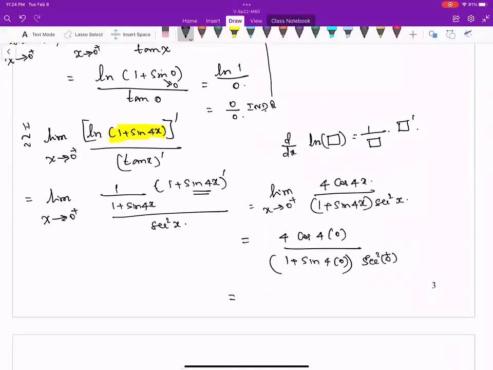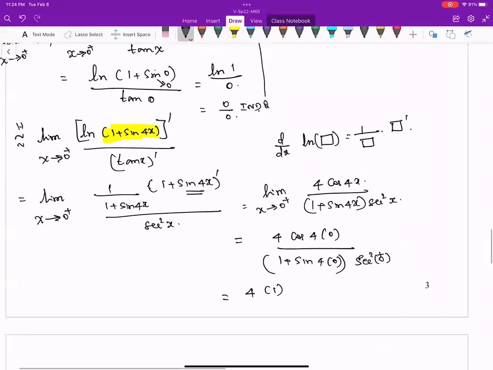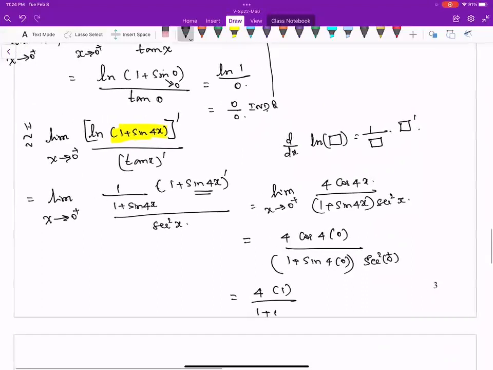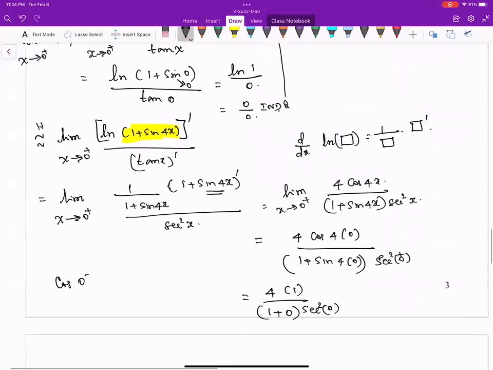So cosine 4 times 0 is cosine 0. The cosine 0 is 1, divided by 1 plus sine 0, which is 0, times secant square of 0, which is 1. Cosine 0 is 1, therefore its reciprocal is also 1. So it is 4 divided by secant squared 0, which is 1 squared, so 4 over 1, which is 4.